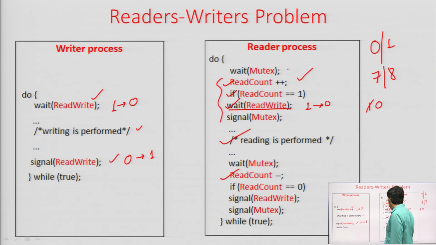So, let us decrement the read count. If the read count has become 0, it means this was the only read operation, all the read operations have got completed. Now, the read count value is 0, it means no reading is required to be performed now. It means if the writing is required, that should be started. So, that is why we are signaling the read write.